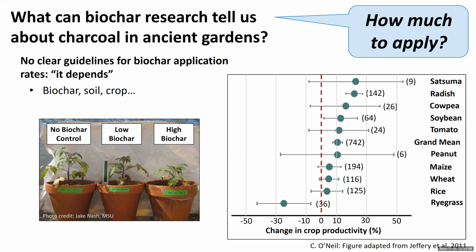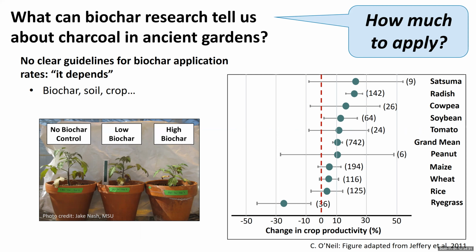So what can current biochar knowledge tell us about how much char should be applied to agricultural soils? Unfortunately, this is a topic that is still not very well understood. And the simple answer is it depends. It depends on what the characteristics of the char are, what the characteristics of the soil are where you want to apply it, and what crops you want to grow there. And all of these factors influence how char influences soil properties and plant growth.